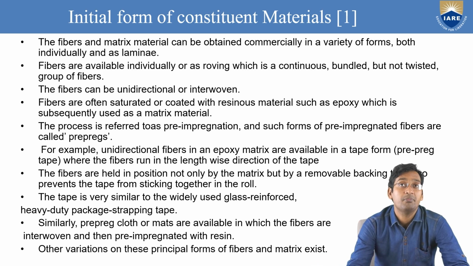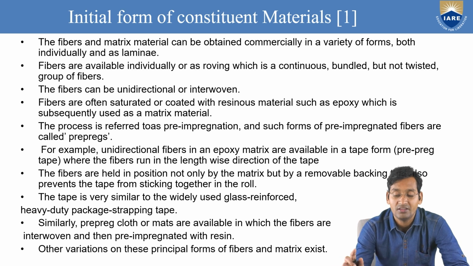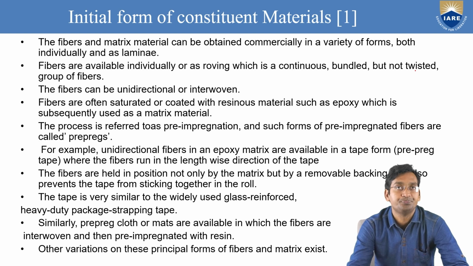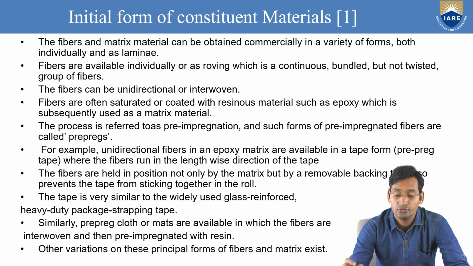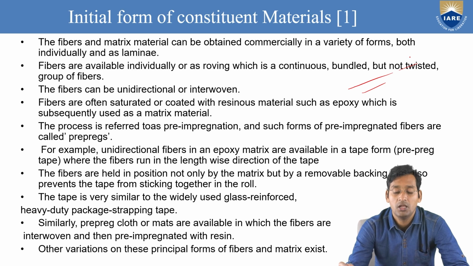The fiber and matrix material can be obtained commercially in a variety of forms, both individually and as laminate. A laminate is one layer, and a combination of laminates is also called a laminate. Fibers are available individually or as roving, which is a continuous bundle but not twisted group of fibers. Already we have seen that there can be 600 to 1000 in one tow. Here it should be straight, a bundle but not twisted.